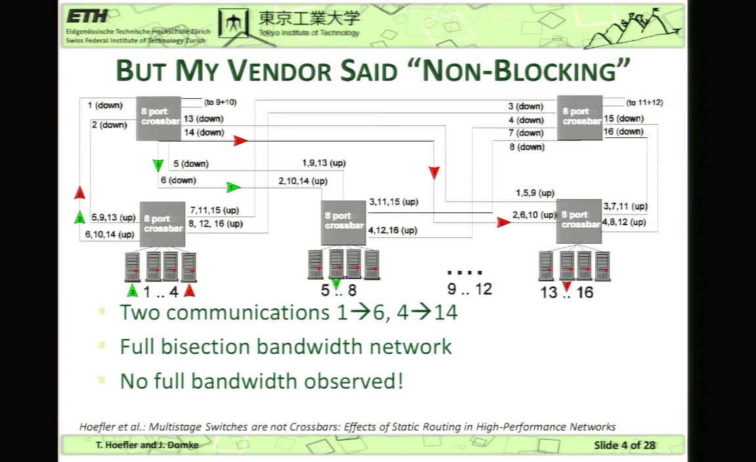And if you have an unlucky communication pattern like this, process 1 is communicating with process 6, and process 4 is communicating with 14, right? They take the same link, even though they could actually take 2 links, but they don't because it's static routing, right? This is the limitation of our routing. So we will actually not see the full bandwidth. We will actually see it for a certain communication pattern, right? If we pick a lucky one, then we're fine, but if we pick an unlucky one, we're not fine.